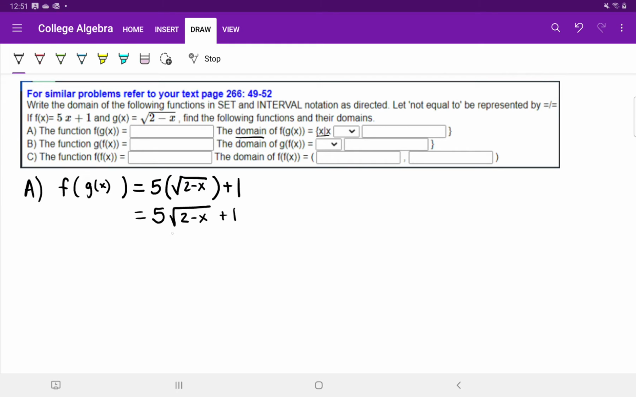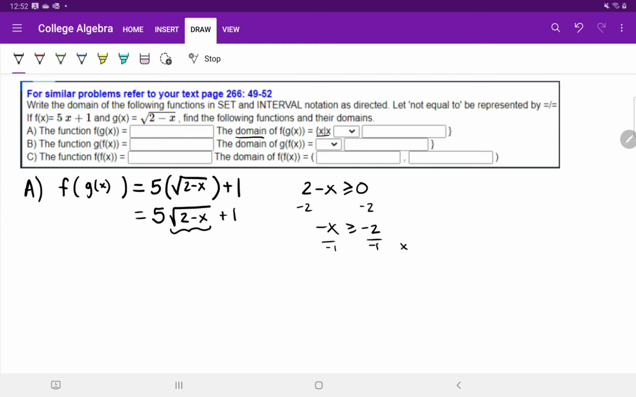So in this example, we only have a root, so we take this piece of our function and we say, okay, well, 2 minus x cannot be negative, meaning 2 minus x has to be greater than or equal to 0. And that is how we're going to restrict our domain. So in order to solve for x here, we're going to subtract 2 from both sides. Negative x is greater than or equal to negative 2. And then we have to divide both sides by negative 1.